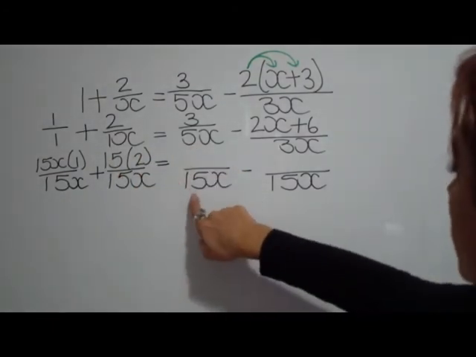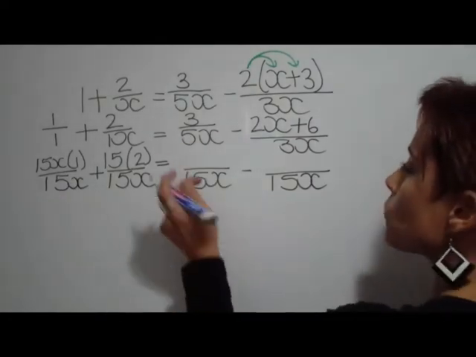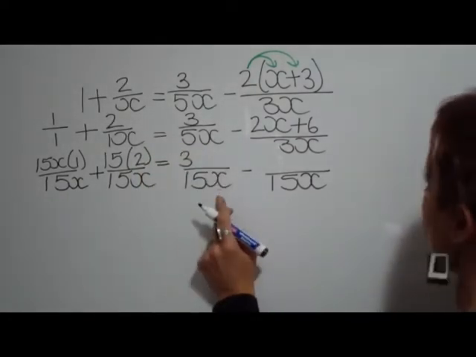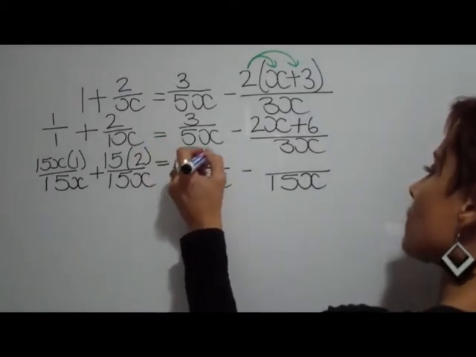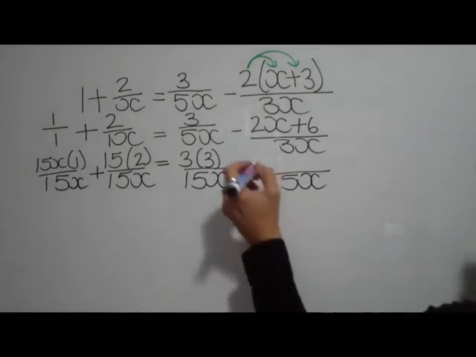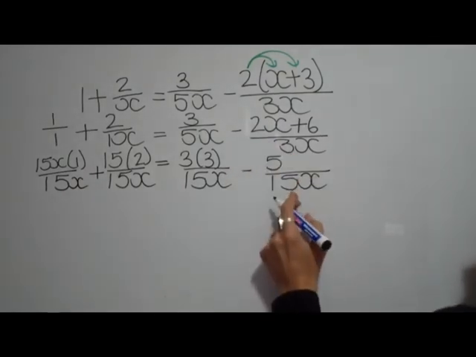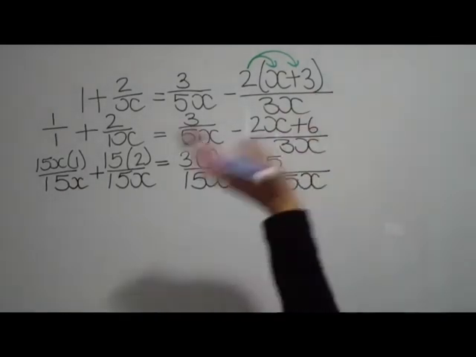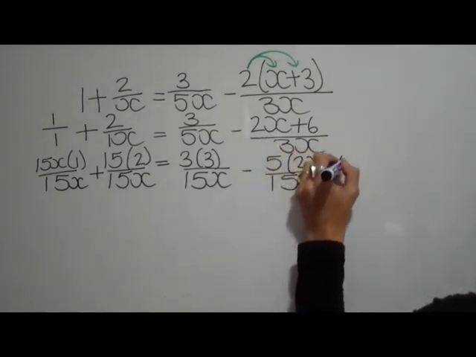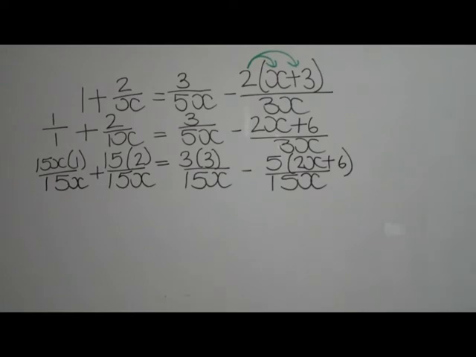5 maal met wat is 15? 3. 5 times what is 15 is 3. And do I need an x? It's already got an x. And 3 times what is 15? 3 times 5. 3 maal wat is 15? 5. Het ek die x nodig? Nee. And I put my 2x plus 6 in a bracket.